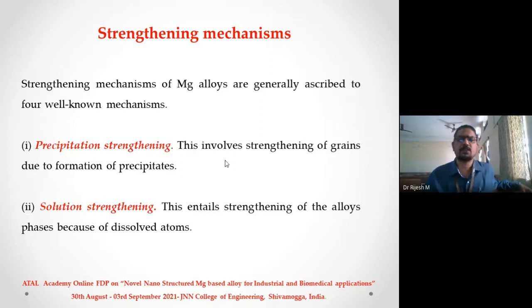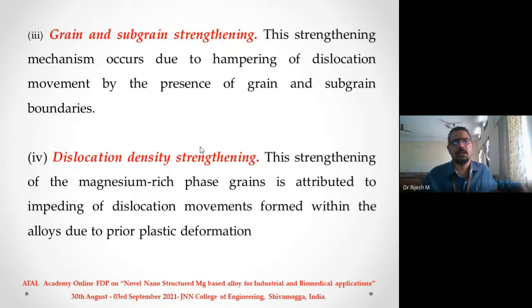We call this precipitation strengthening. Precipitation strengthening and solid solution strengthening have to do with alloying, because alloying elements only will form these precipitates. So there are 2 different types of strengthening processes, but ultimately due to alloying, they strengthen the materials. And there are 2 types of strengthening that we are interested in here: grain and sub-grain strengthening and dislocation density strengthening. See, when you are deforming a material from one pass to second pass to third pass and fourth pass, what happens? Your dislocations are moving, your slip planes are moving, and the density of dislocation is increasing.